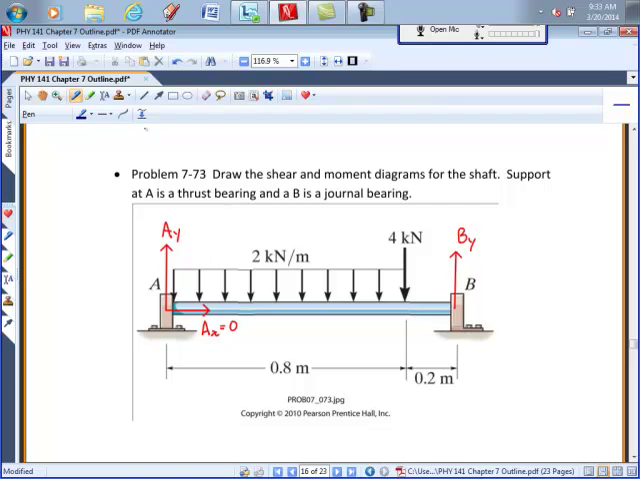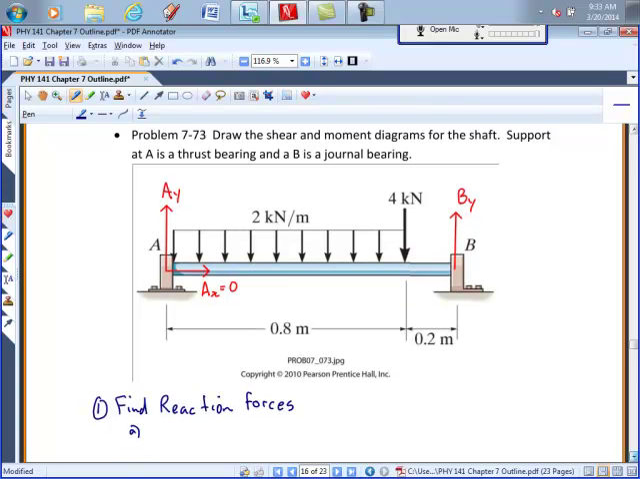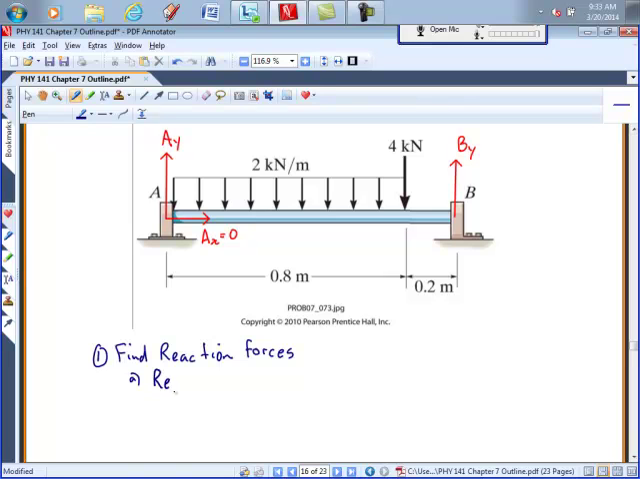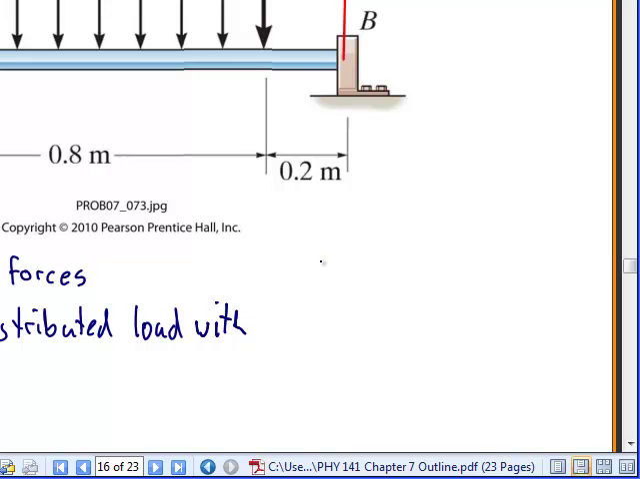So let's put that in as step 1, find reaction forces, and part A is going to be replace distributed load with concentrated load.